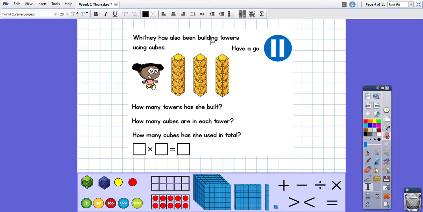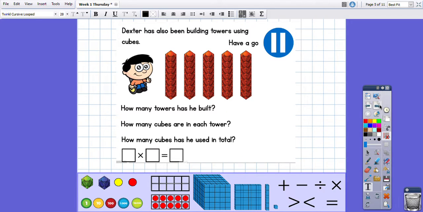Okay, so Whitney has also been building towers using cubes. How many towers has she built? She's built 3 towers. How many cubes are in each tower? 1, 2, 3, 4, 5. How many cubes has she used in total? 5, 10, 15. And the sum for that would be 3 groups times 5 in each group equals 15 altogether.